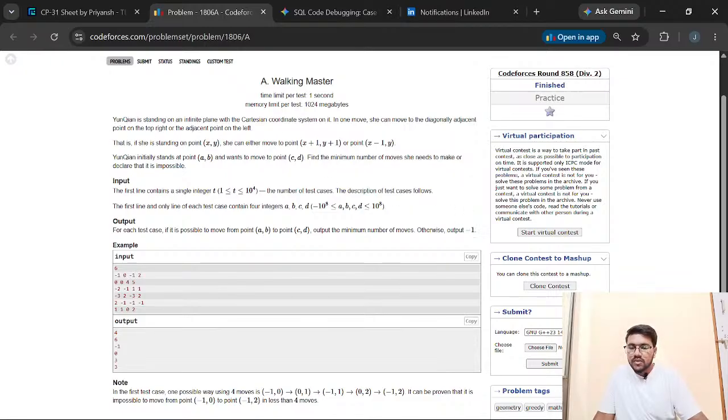Standing on an infinite plane with a Cartesian coordinate system on it. In one move, she can move two diagonal.